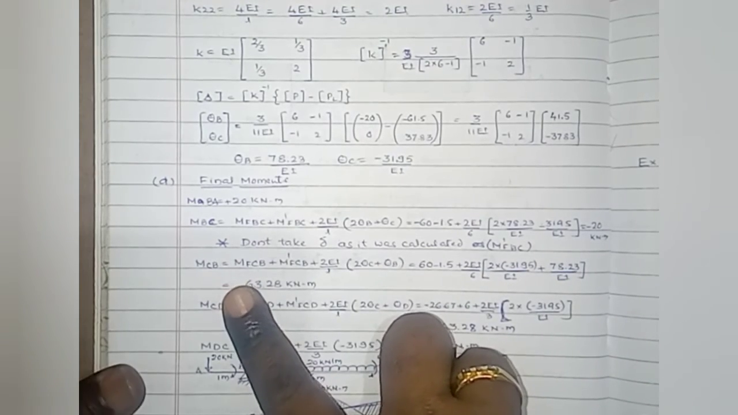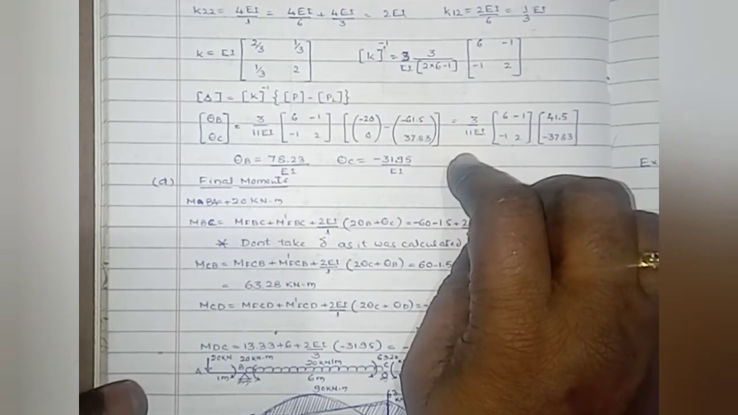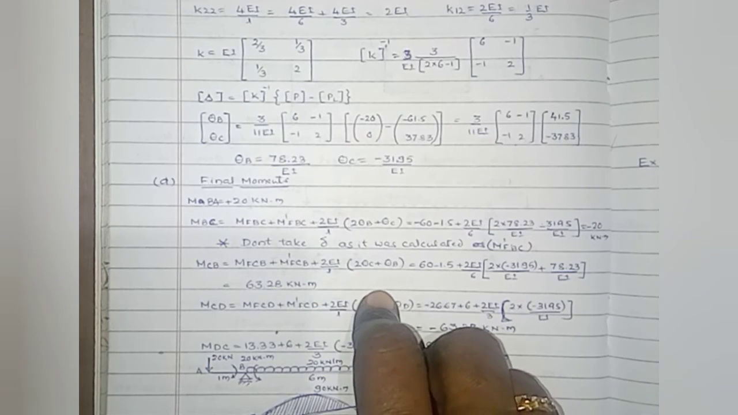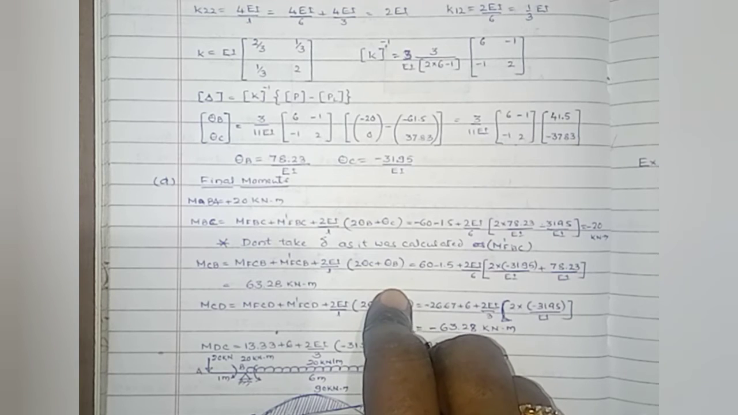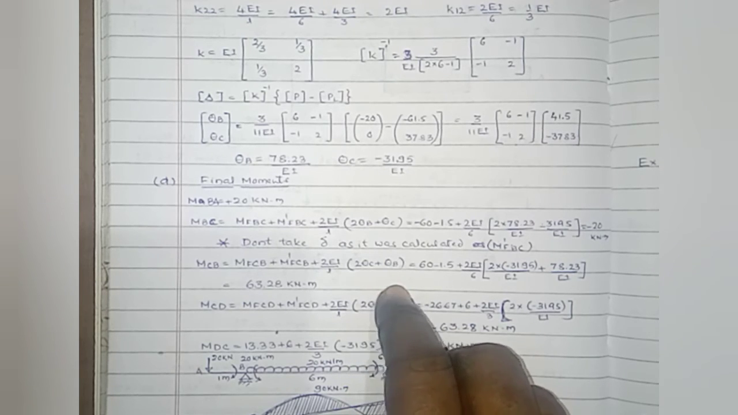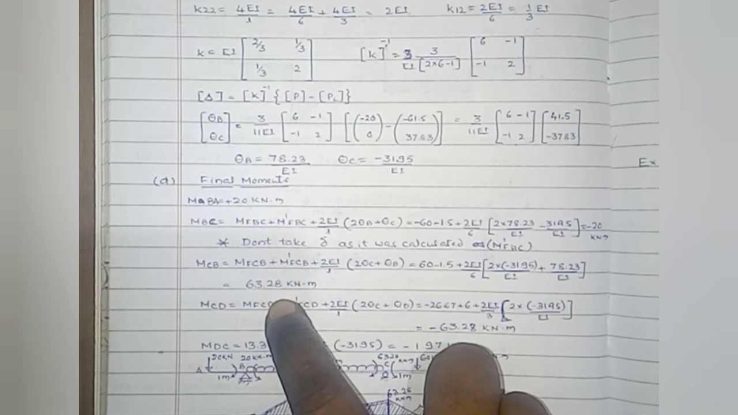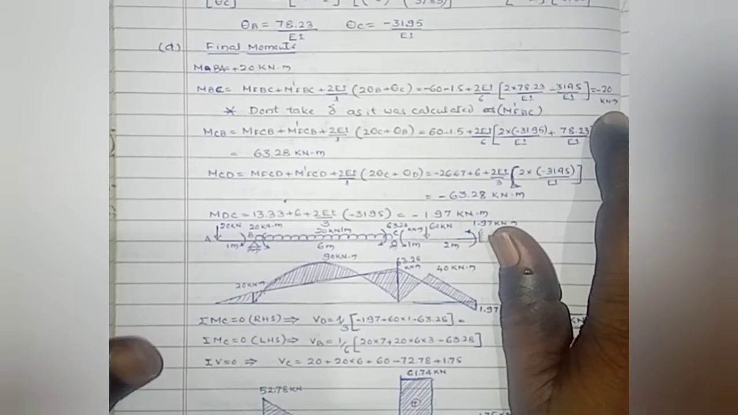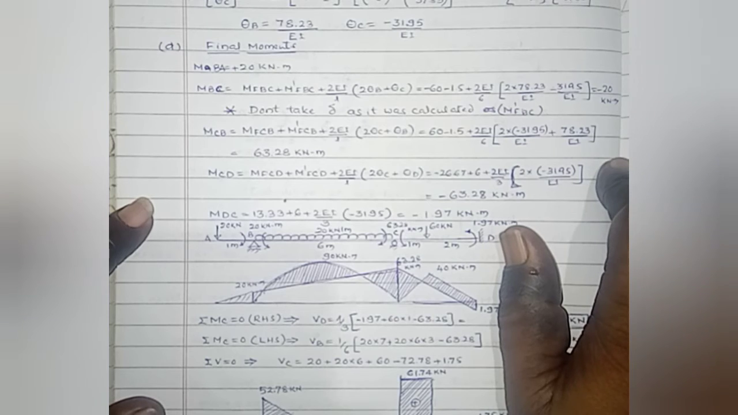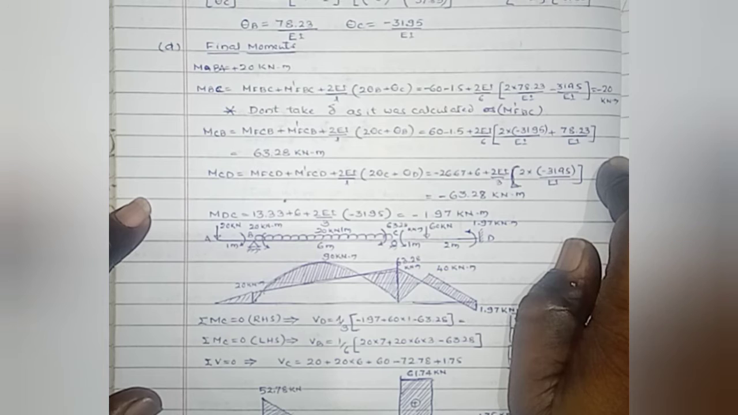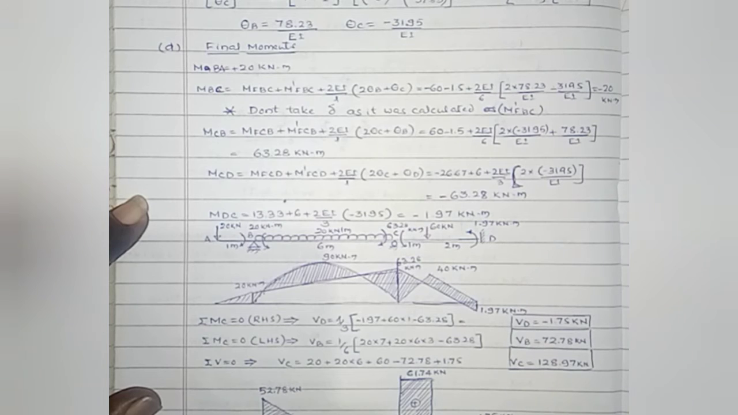Then MCB. MCB equals MFCB plus M dash FCB, that is due to sinking of the support, plus 2EI by L inside of the bracket 2 theta C plus theta B, that is after simplification. MCB equals 63.28 kilonewton meter. Then MCD equals MFCD plus M dash FCD plus 2EI by L inside the bracket 2 theta C plus theta D, that is minus 63.28 kilonewton meter.